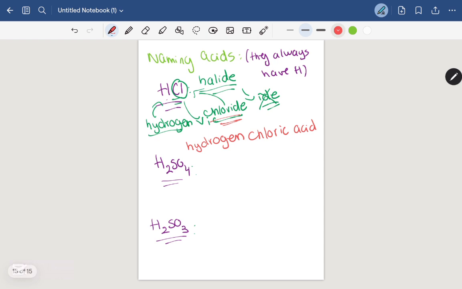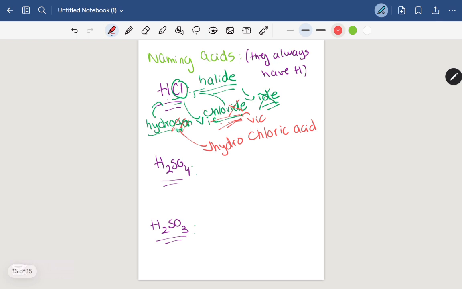So as you can see, I forgot, it's not hydrogen, my bad. The hydrogen will become hydro. So it's not hydrogen chloric acid. So for hydrogen chloride, the chloride will lose its ide and become ic, and the hydrogen will just lose the gen. So it will become hydrochloric acid.